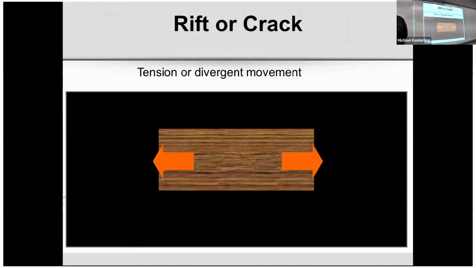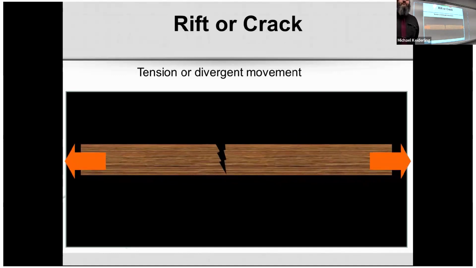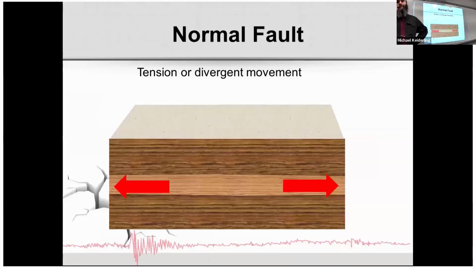When the Earth is pulling apart or forces are acting on it in opposite directions, the crust will thin, stretch, and possibly crack. These cracks are often known as rifts. This is caused by tension or divergent motion. A normal fault also happens with tension or divergent motion.